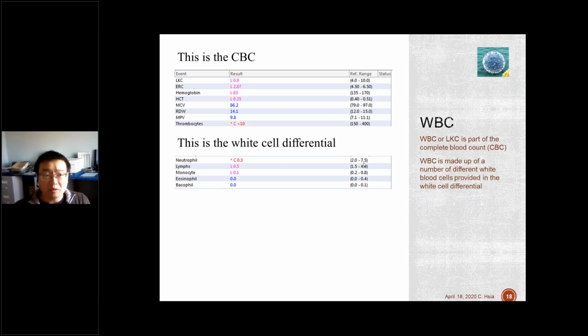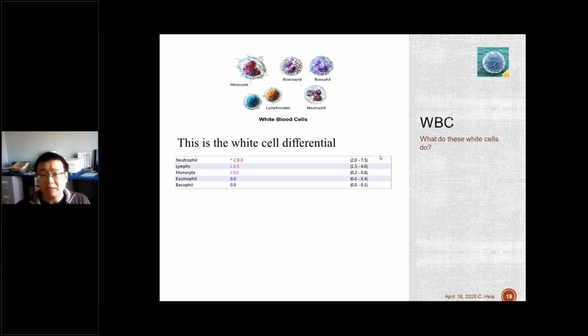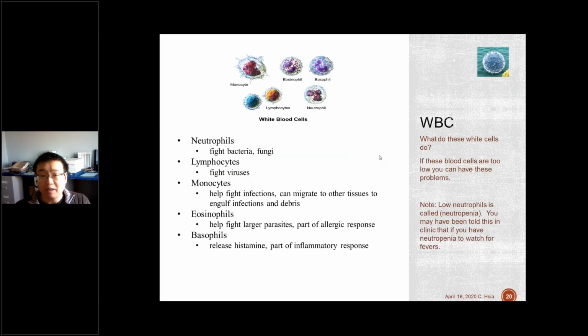So you might say, well, which white blood cells are important? Well, they all are important, but which ones are necessary for fighting off which types of infections? They all have a different function. So if they are low, then you are at high risk of certain types of problems or infections. So neutrophils, by and large, are the ones that you should probably know, particularly in patients with MDS, because they are very, very important for fighting off bacteria and fungi.